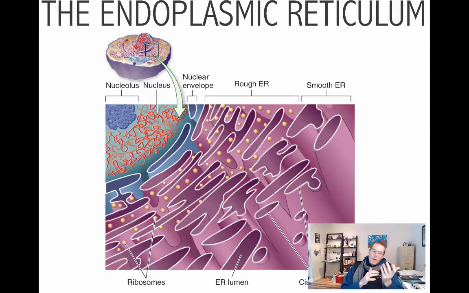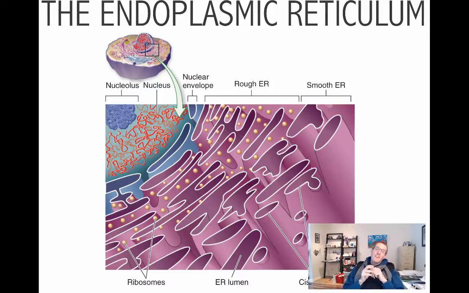So the rough ER is rough because it's covered in ribosomes that are engaged in translation. So that's one of the main functions of the rough ER. What about the smooth ER? The smooth ER does a lot of biochemistry. For example, it stores calcium, and that's going to become super important when we talk about cell signaling. It's also involved in detoxification.